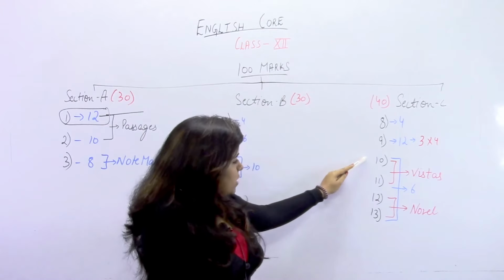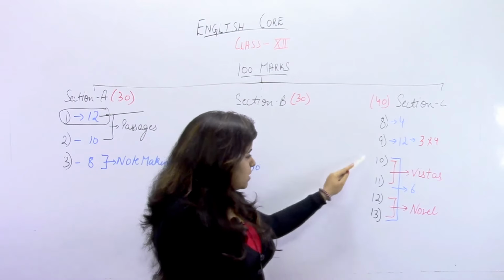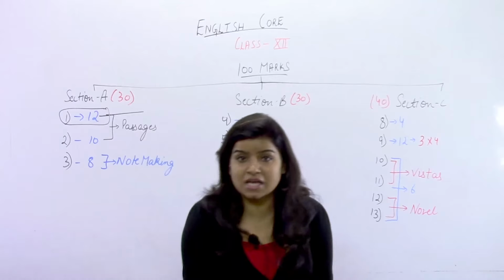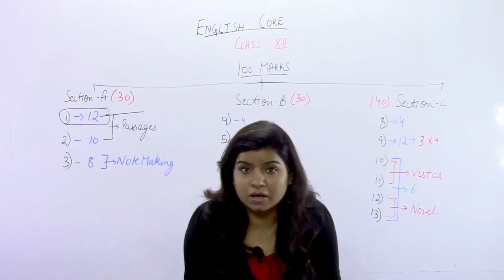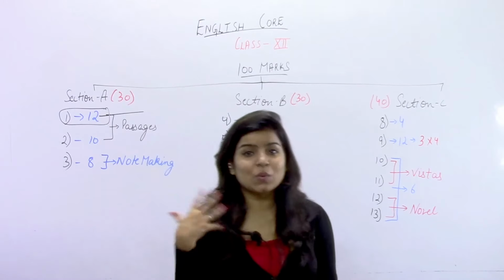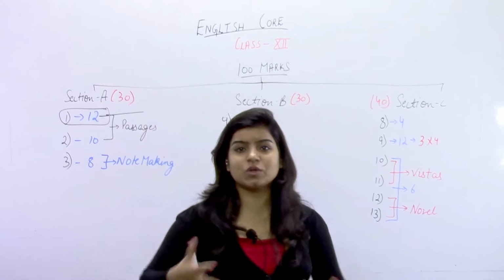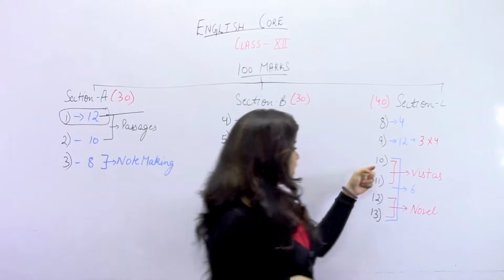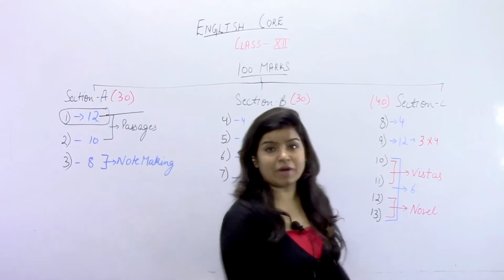Next, moving on to the next two questions, that is 10 and 11, which carry 6 marks each, are very much scoring. Why? Because they don't actually ask you about the depth of the question. What they ask you is just the basic thing. First of all, the 10th question is value based.